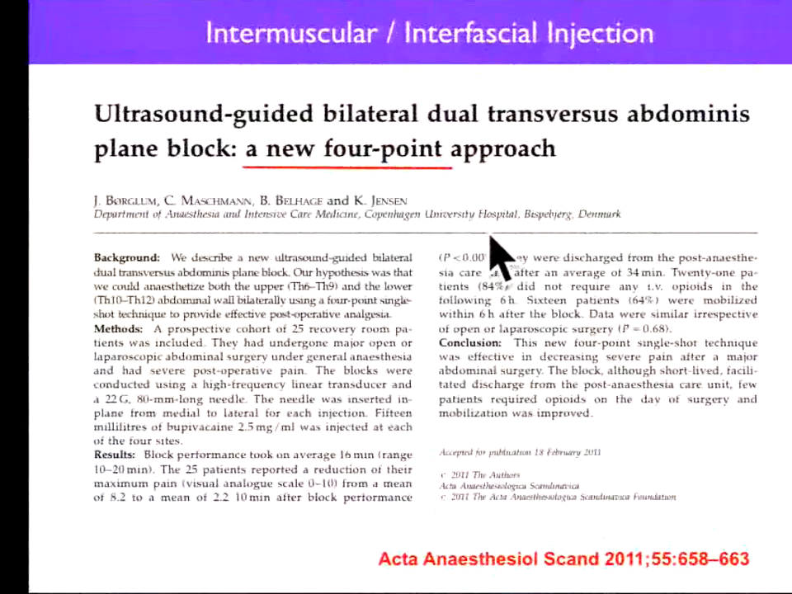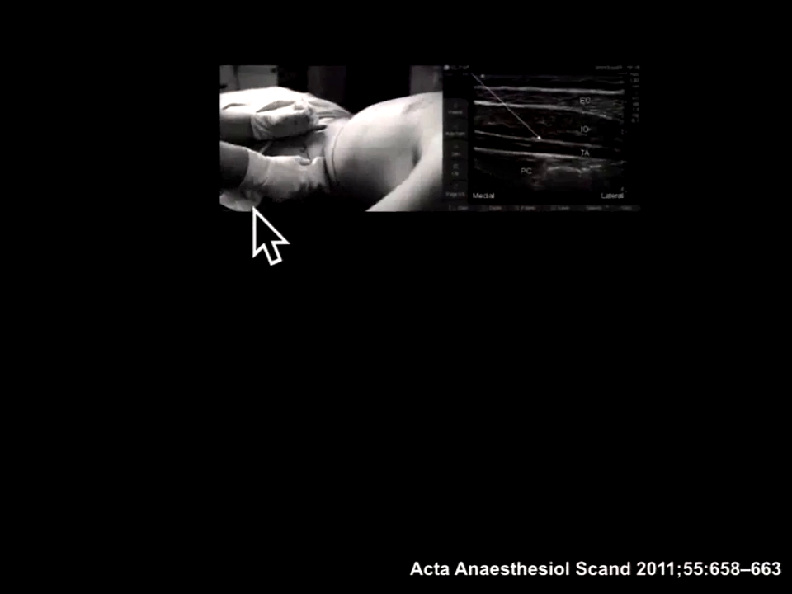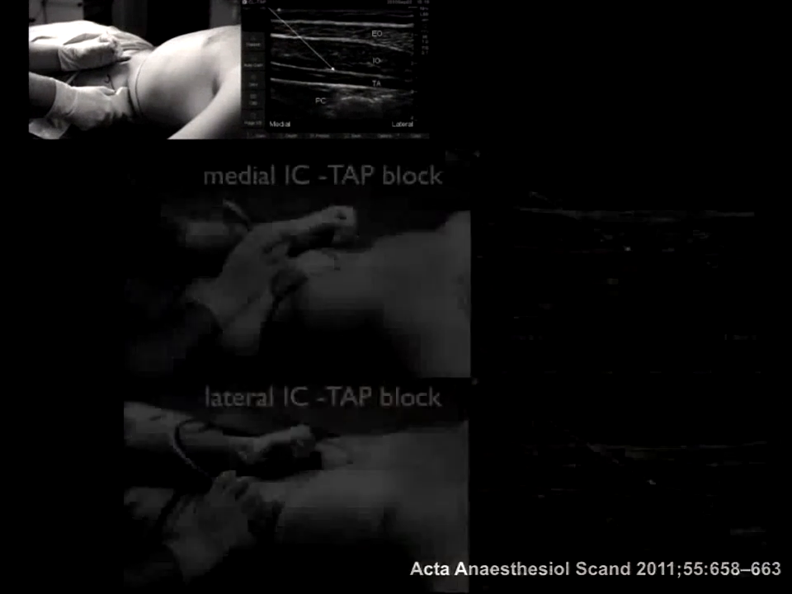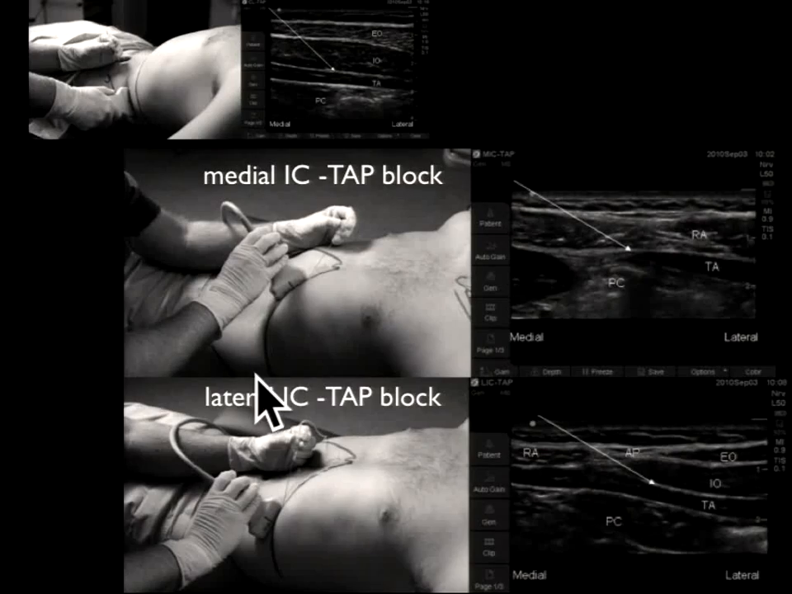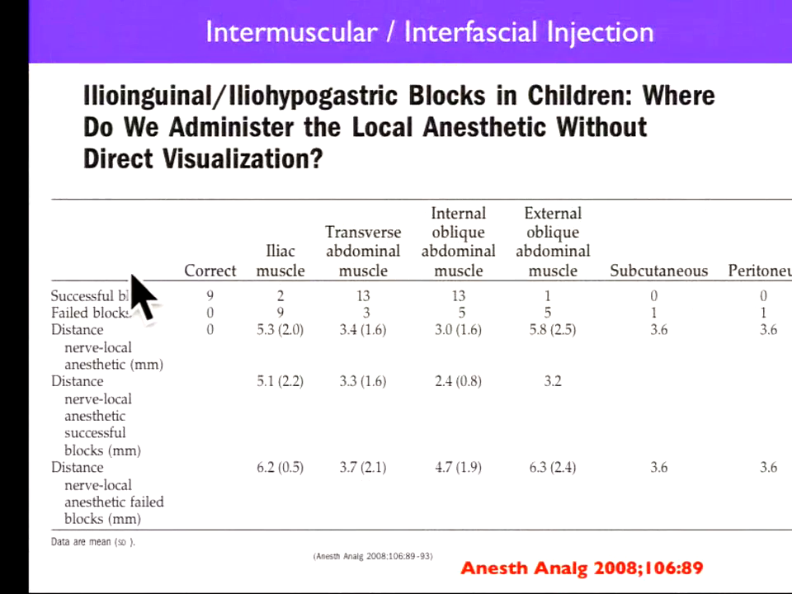So this is the reason I think we come up with this new technique, the 4-point approach, 2 on each side in order to get to block the midline incision. So 2, 1 medial, 1 more lateral in order to block the complete TAP block completely on each side. Right? And same thing for ilioinguinal hypogastric block. Remember, we think that we need to be very precise in this compartment between the transversus abdominis muscle and the internal oblique. That's true. Successful block if it's correct placement.